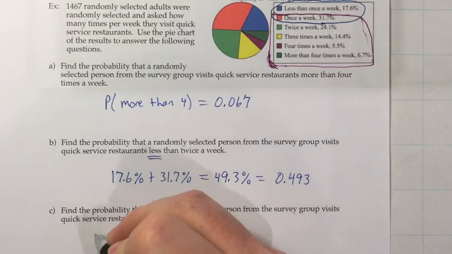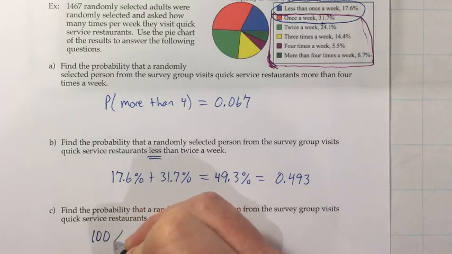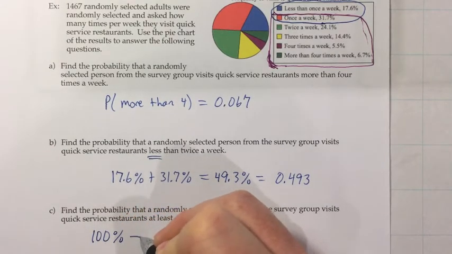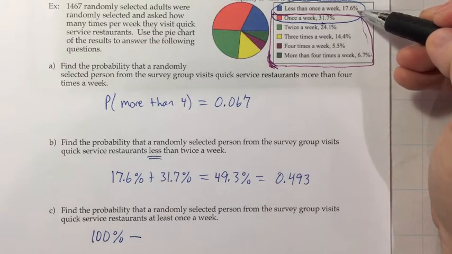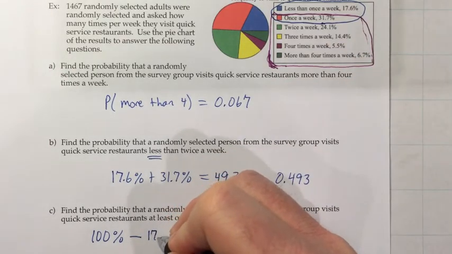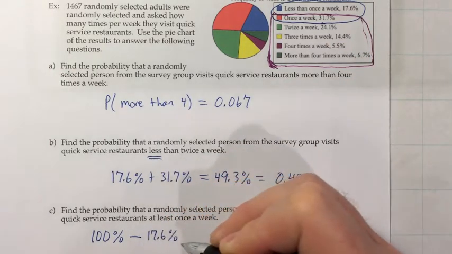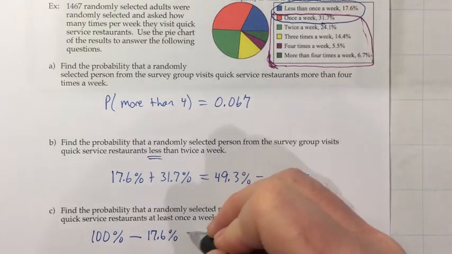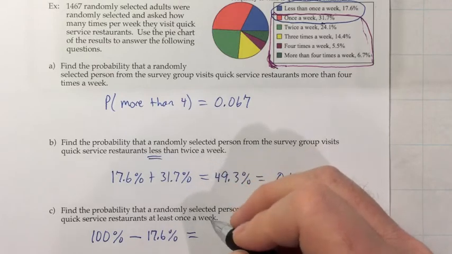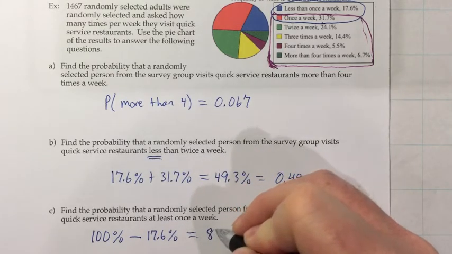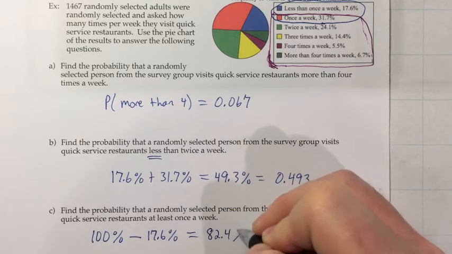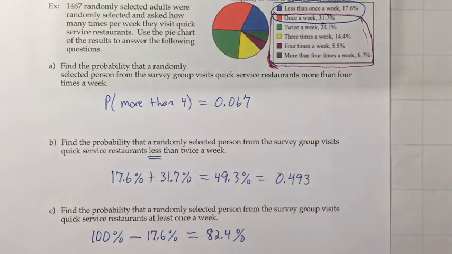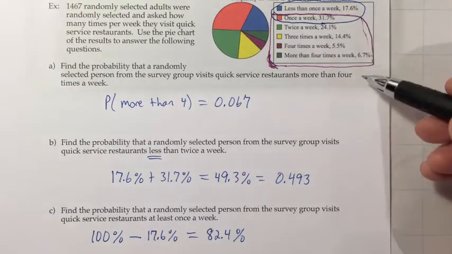So I could say, let's see, the total of all that is 100%. And I want all of that except for the less than 1 week. So if I got rid of that 17.6% from that group, that should be what I'd get if I added all those other ones together. And doing that subtraction, I believe, would be 82.4%. So I think that's a better approach than adding all those up.